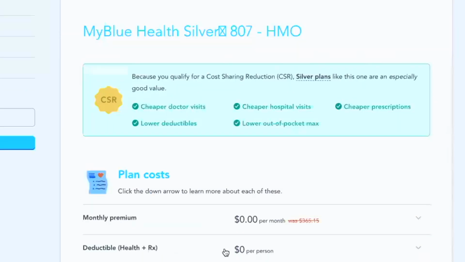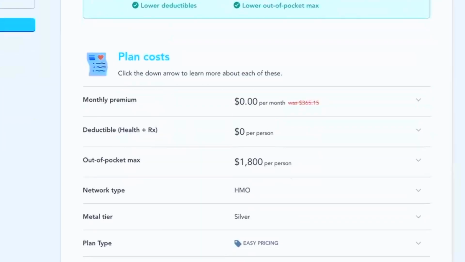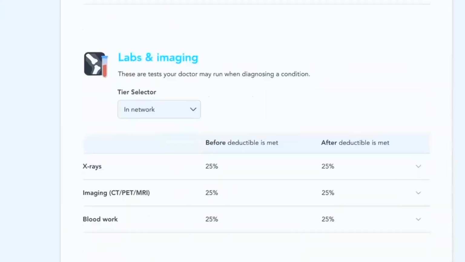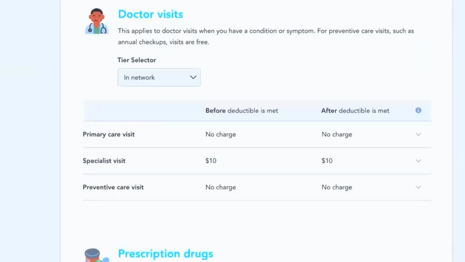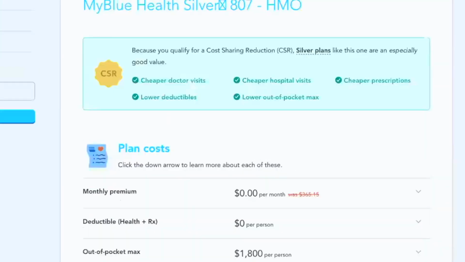Let's go up. So right here, the 1,800 max out of pocket. So like we said, a lot of these services are 25%, but once she reached 1,800, then the plan would pay for everything else, okay? And this is an HMO plan.